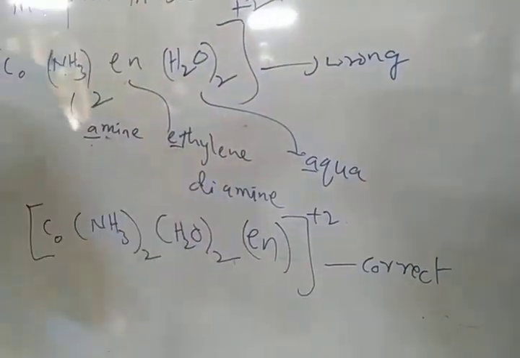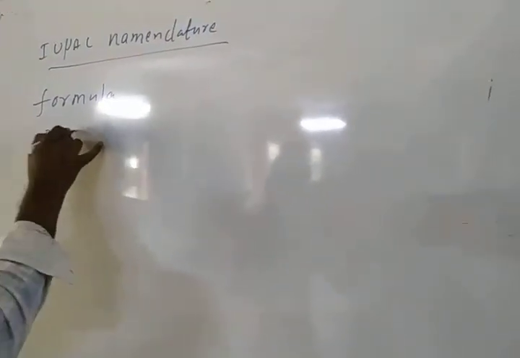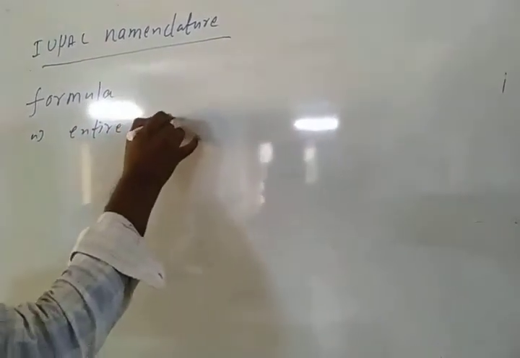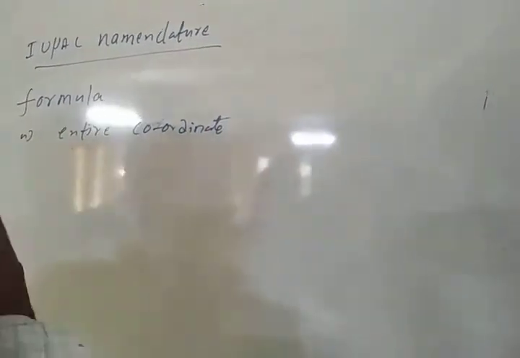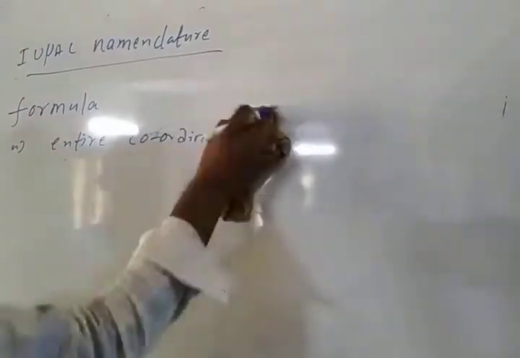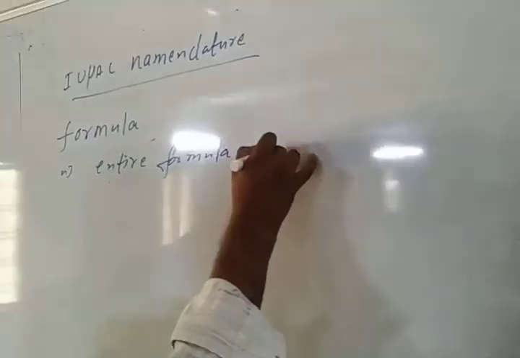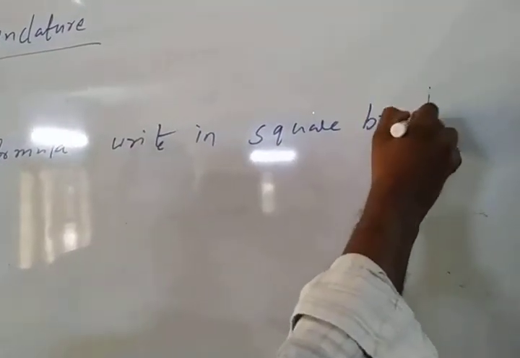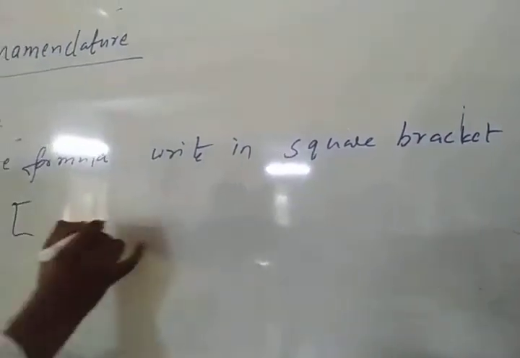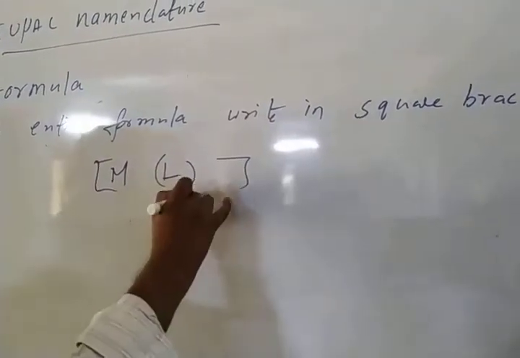Next. The entire coordination entity is written in square brackets. The entire coordination formula is written in a square bracket. So write in the square bracket the metal and also the ligands, n number of ligands.